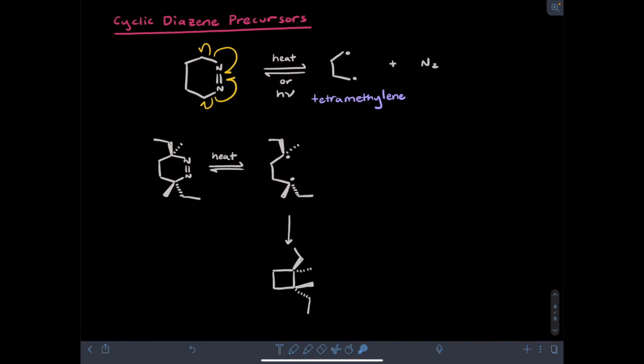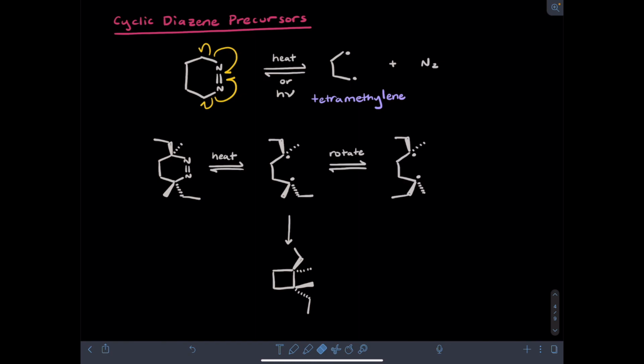One possibility is that before any bond rotations could occur, these two unpaired electrons could come together to form a four-membered ring. So notice here, my stereochemistry at these two carbons has remained the same from the starting material.